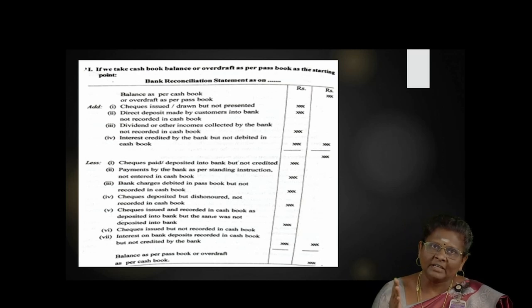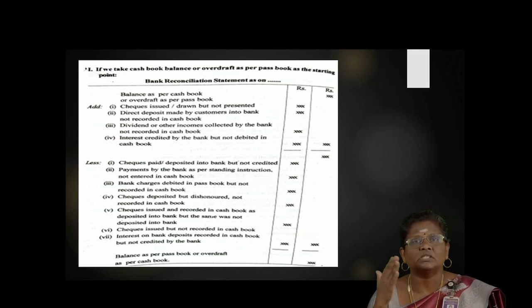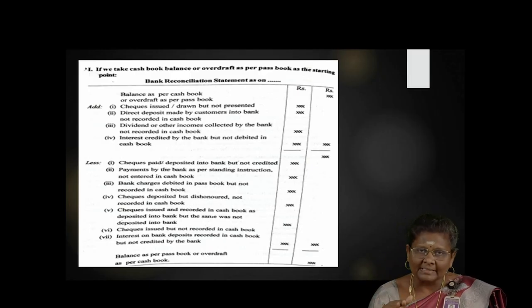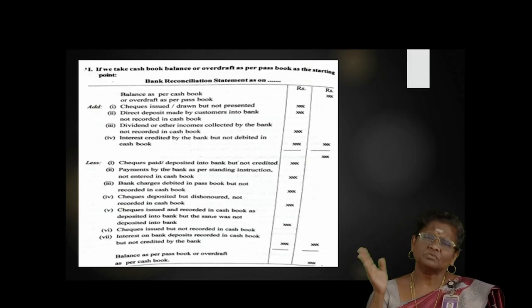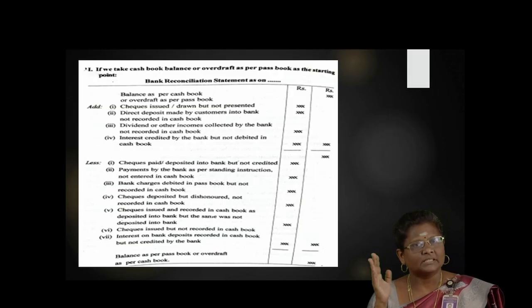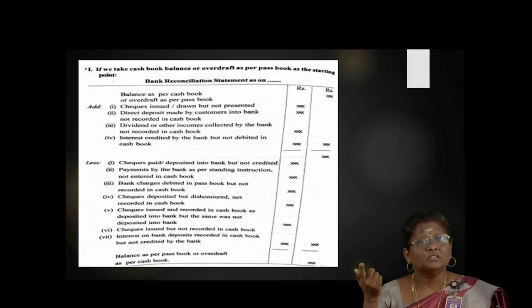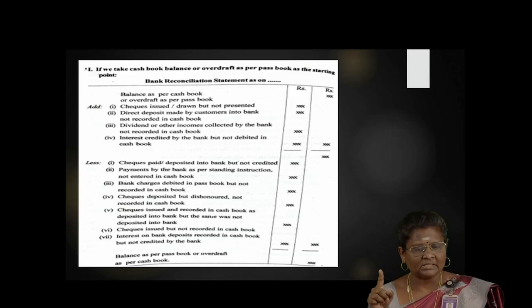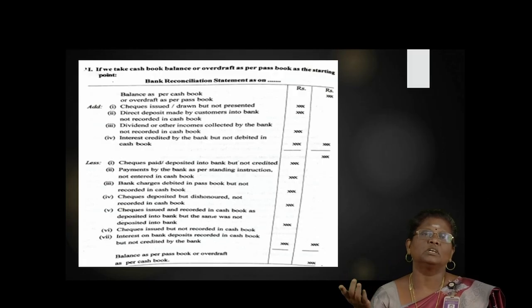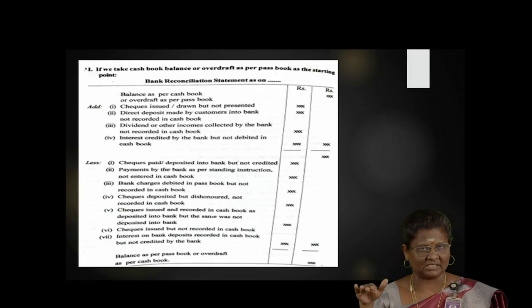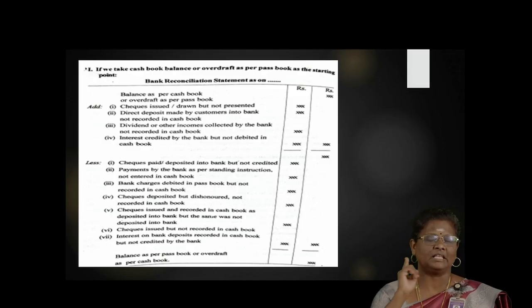So we started with the cash book. We have to see the passbook. If the balances are higher, in that case, we have to add the balance. Sometimes we have to see about the passbook, and in that case, sometimes balances are low, so we have to deduct the amount. What are those situations? First one is checks paid and deposited into bank, but the bank has not yet collected the amount, so the passbook balance is less, so we have to deduct the amount.